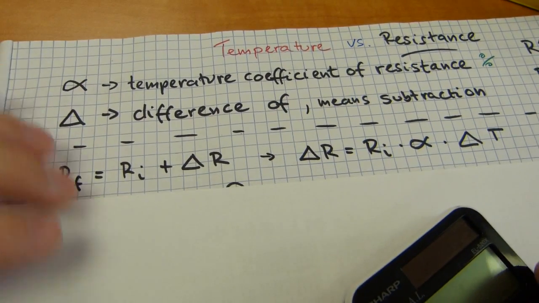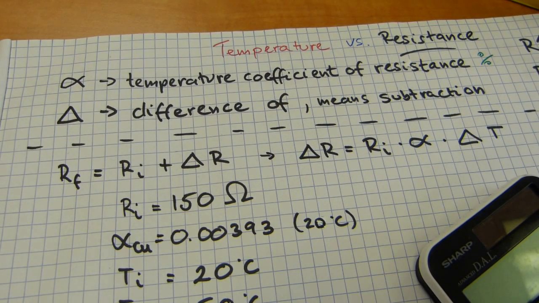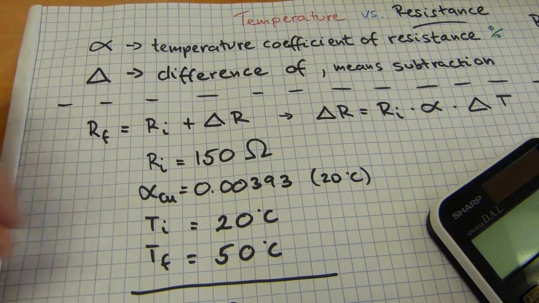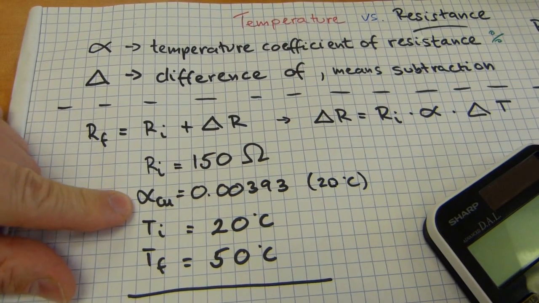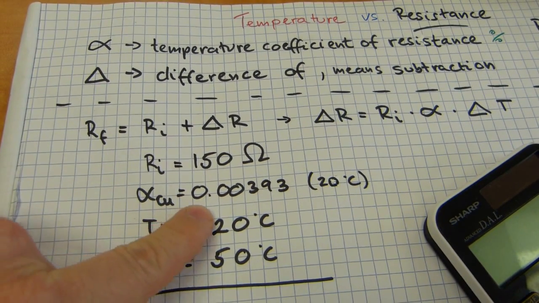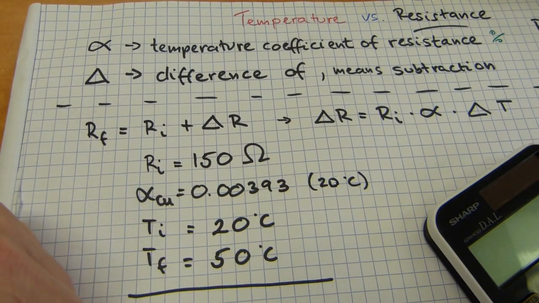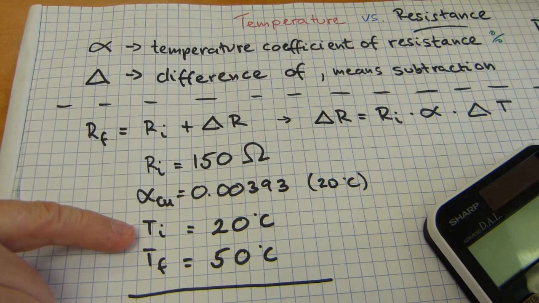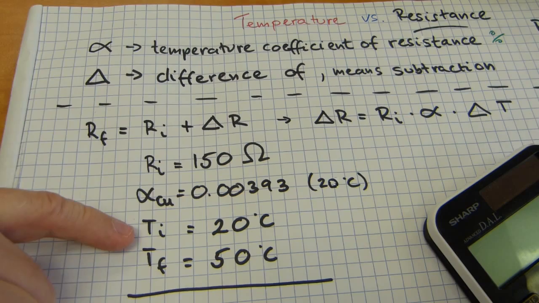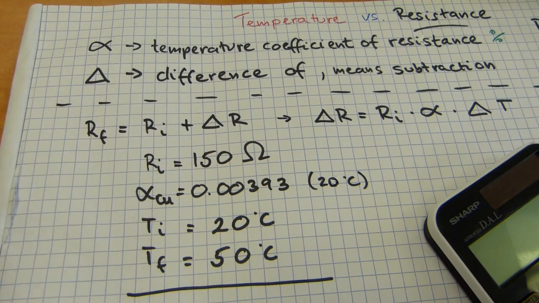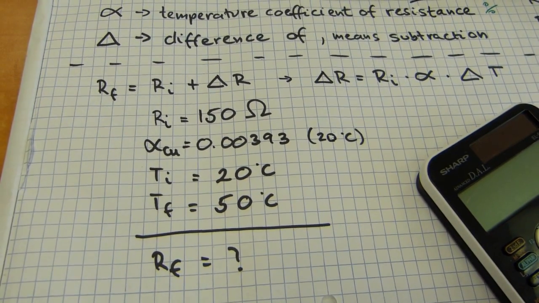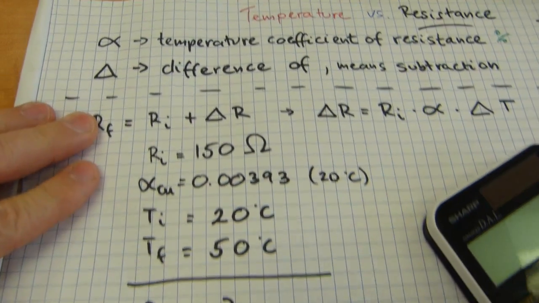Let's get going. In this first example here, I have an initial resistance of 150 ohms, say on a motor, something like that. You have this alpha number for copper, that Cu is copper, and it's 0.00393. You have an initial temperature and a final temperature there. Say the motor starts operating at 20 degrees, keeps running or heats up to operating temperature. At a higher temperature, it's going to have a higher resistance. What is that resistance going to be? What's the final resistance?